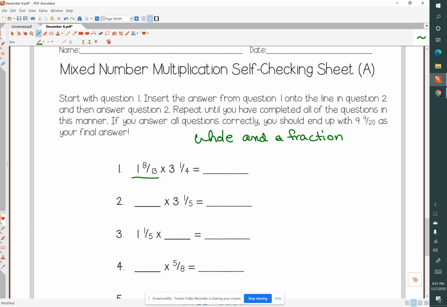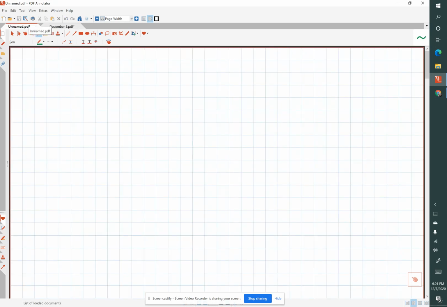So let's take some note paper, okay? And I want to just kind of remind us about converting a mixed number to an improper fraction. So number one is 1 8/13. And this is the way Mrs. Gold likes you to write fractions, up and down, just like the 8/13 is. I don't like to use that X for multiplication because I'm getting you ready for algebra. So we'll use the dot. So 1 8/13 multiplied by 3 1/4.